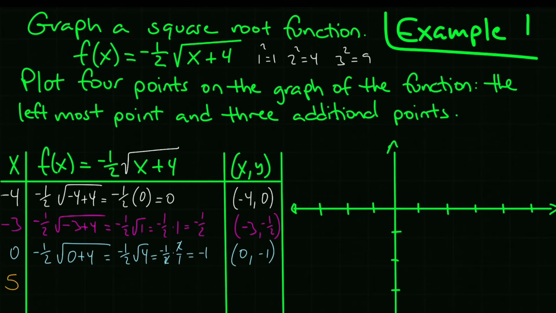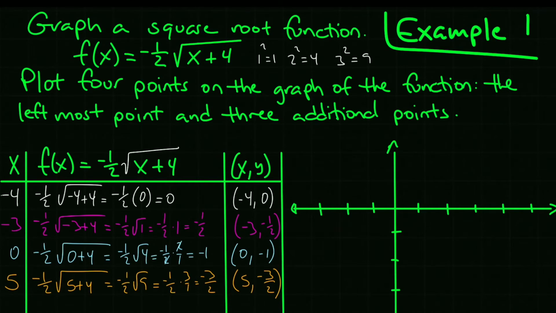And if I have 5, I have negative 1/2 of 5 plus 4. 5 plus 4 is equal to 9. So we have negative 1/2 the square root of 9. The square root of 9 is 3, so we have negative 1/2 times 3 over 1, which is the same thing as negative 3 over 2. So when x is equal to 5, my y value is negative 3 over 2.